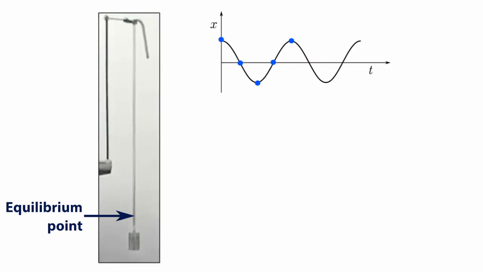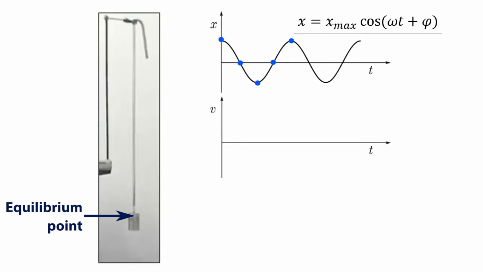The displacement of the mass from the equilibrium position is described by a cosine function. At any point in time, we can calculate the displacement of the mass. The displacement depends on the amplitude of the oscillation, x max, the phase, phi, which is the initial starting point chosen, and the angular frequency, omega.